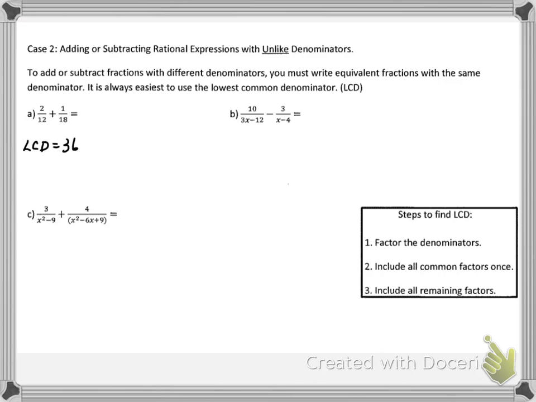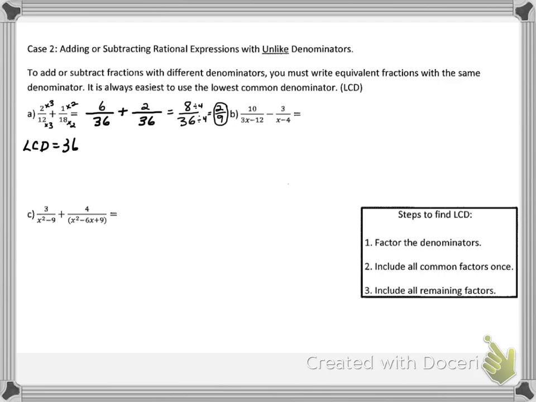Now I've got to change both these fractions so that they'll be over 36. In the first case, I'm going to say 12 times 3 is 36. The top is 2 times 3, which is 6. The bottom, the next one, 18 times 2 is 36. 1 times 2 is 2. And that'll add up to 8 over 36, which reduces to 2 over 9.